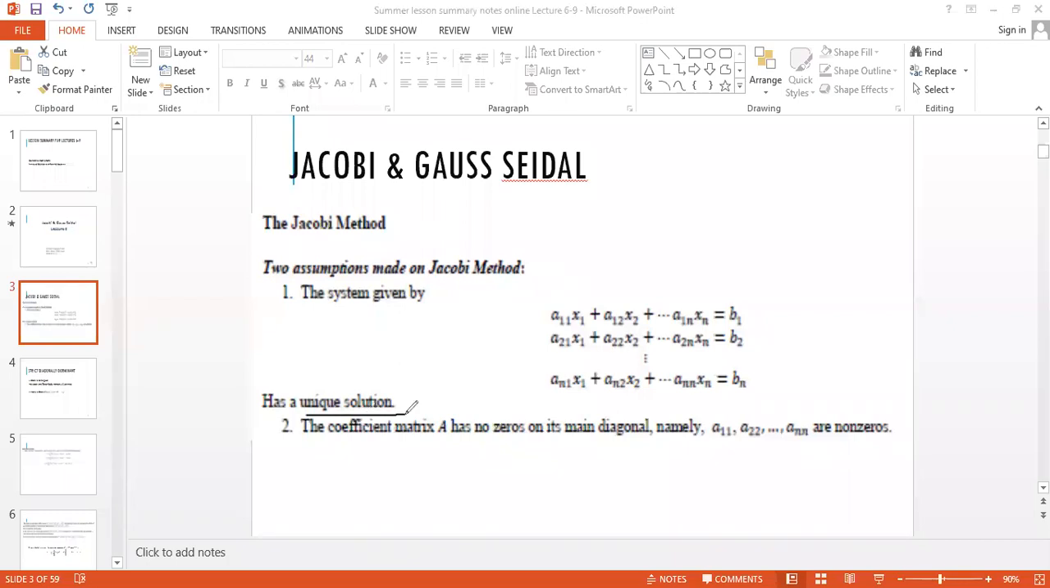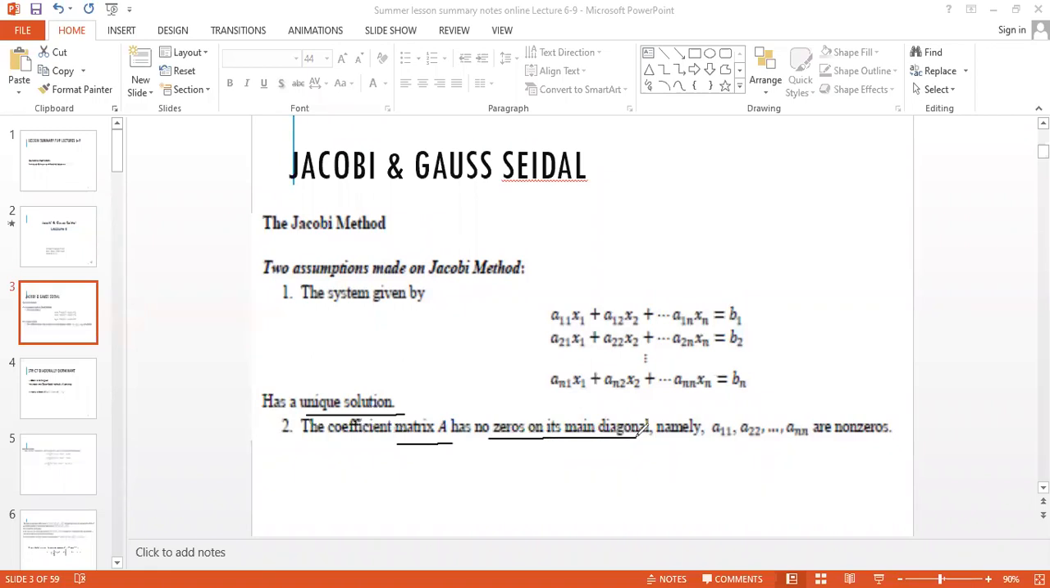Of course, we know that a given system of linear equations may have a unique solution, may have infinitely many solutions, or could have no solution at all. So the first assumption is that the solution of the system must exist for us to make use of the Jacobi technique. And then again, that the coefficient matrix A has no zero entries on its main diagonal.